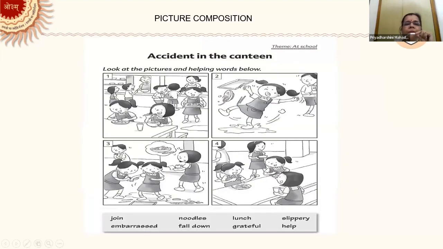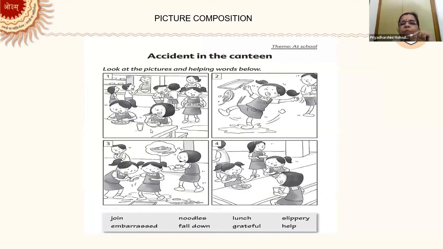Sometimes a picture will be given like this also. You can see an accident in the canteen. Using the clue words, the child should be able to write a small paragraph. Can anyone tell me a few sentences about this picture? Helping words are there: join, noodles, lunch, slippery. The girls are eating noodles. Two girls are eating noodles.